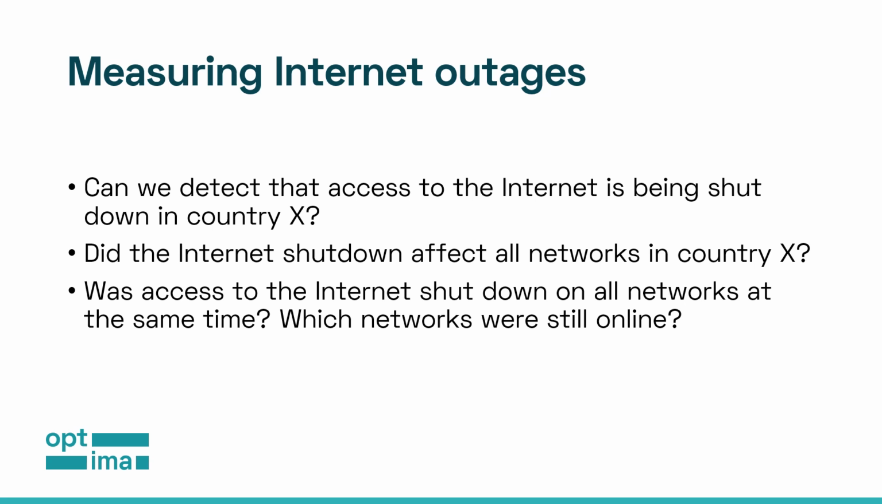To this end, you can ask, did the internet shutdown affect all networks in the country? Often we see that an internet shutdown doesn't affect the entire country, or at least not at the same time, and it doesn't always affect all networks. Sometimes some networks remain online, and you can still have some connectivity while connections to other networks are disrupted. Which brings us to another similar question: was access to the internet shut down on all networks at the same time? Which networks were still online? And so these are the sorts of questions that you can potentially answer when examining internet outage data.